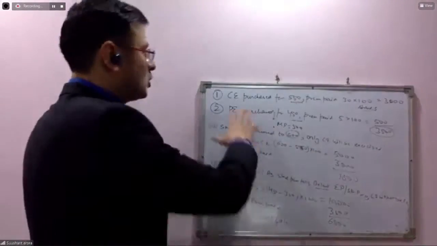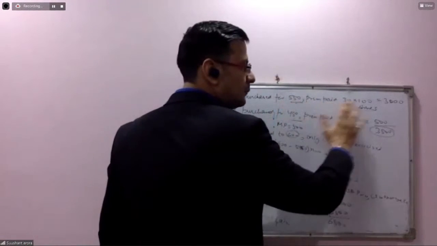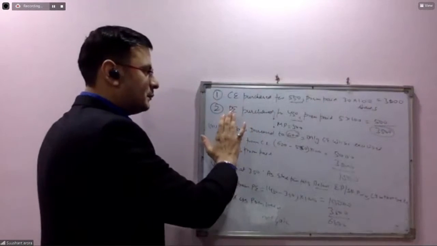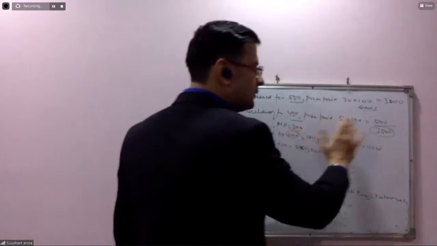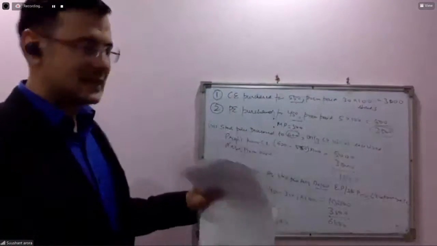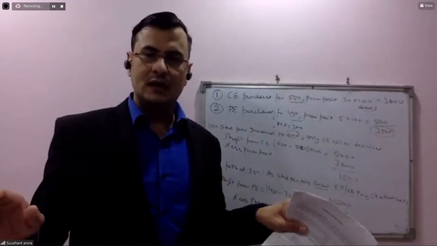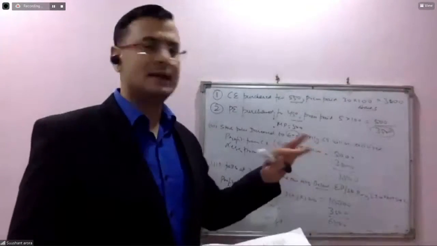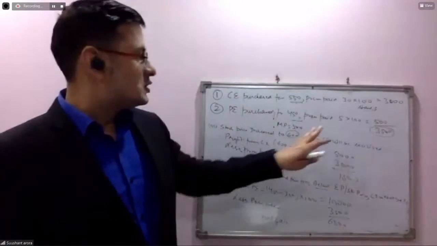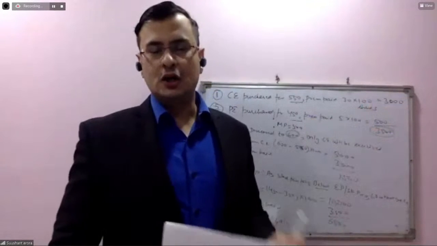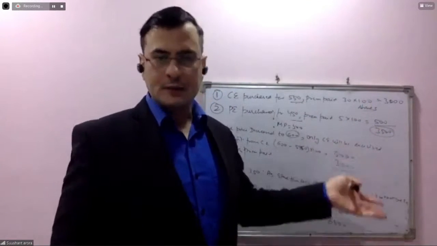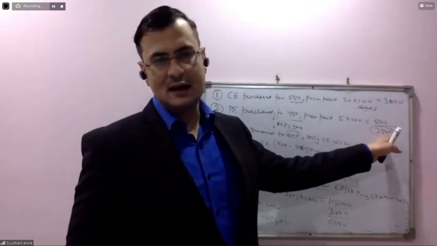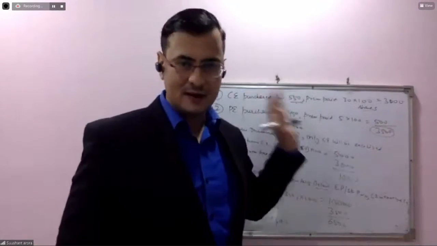Okay, so call option purchase for 550, premium paid 3,000 rupees. Put option purchase for 450, premium paid 500 rupees. So first case was that neither of the stock price moved. It closed at 500 rupees. So you gain nothing from the call or the put option. The only loss you had is the amount of premium that you paid, which was 3,500.